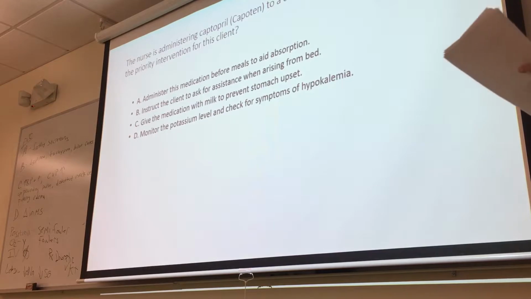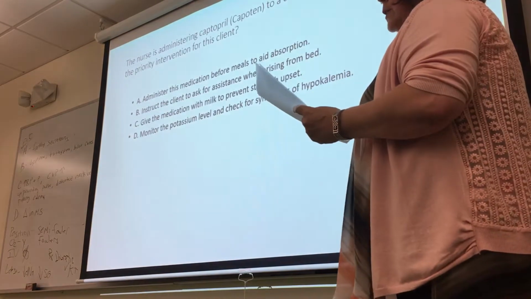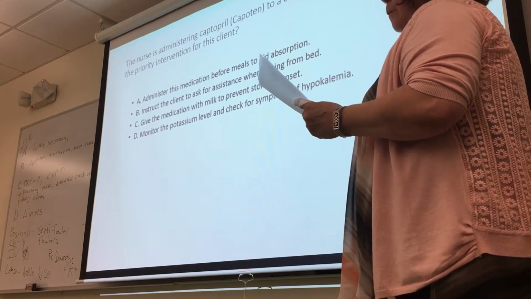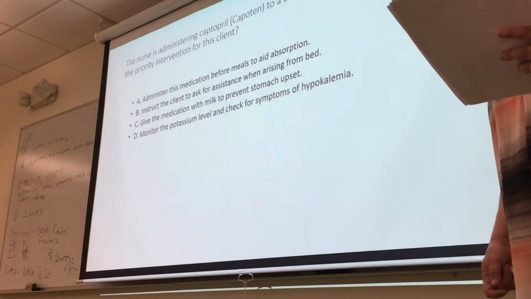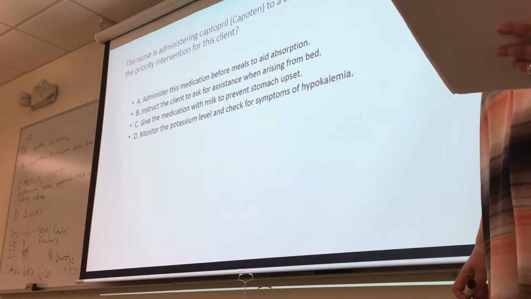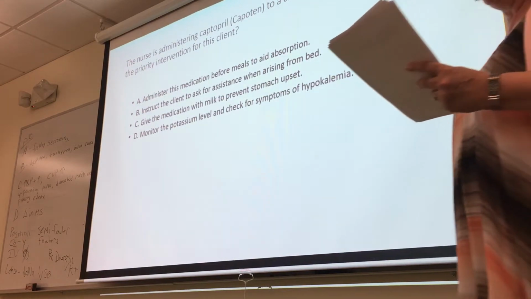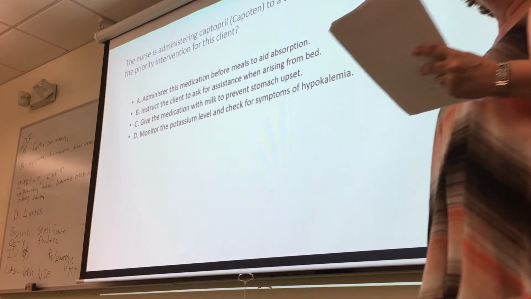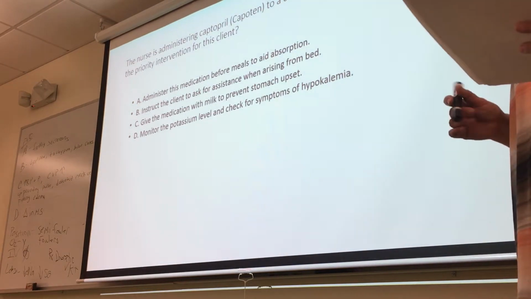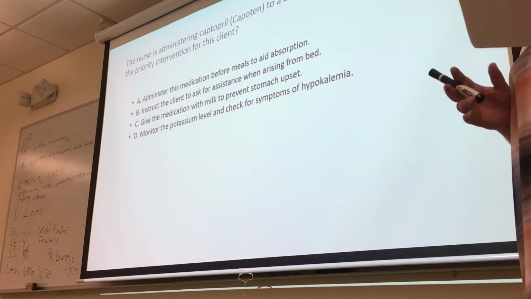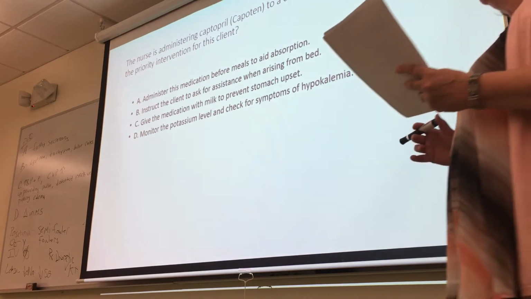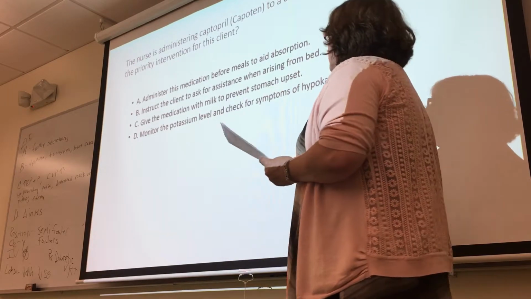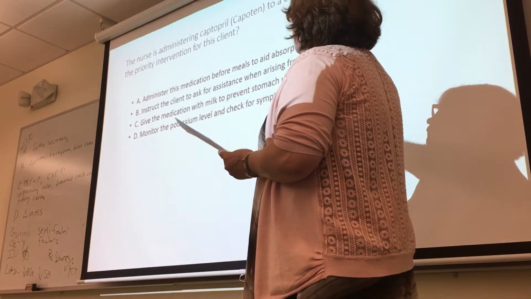A nurse is administering captopril to a client with heart failure. What is the priority intervention for this client? A, administer the medication before meals to aid absorption. B, instruct the client to ask for assistance when arising from bed. C, give the medication with milk to prevent stomach upset. Or D, monitor the potassium level and check for symptoms of hypokalemia. So what type of med is it? ACE inhibitor. What do we give ACE inhibitors for? High blood pressure. So it's not a diuretic. I'd get rid of D.